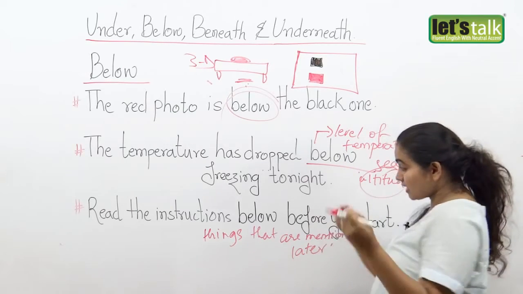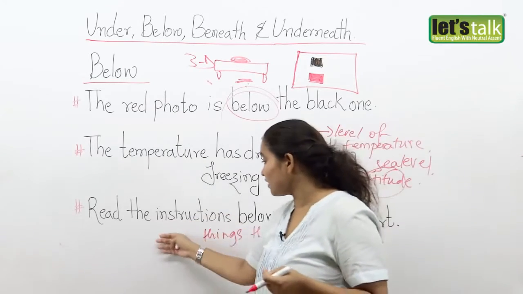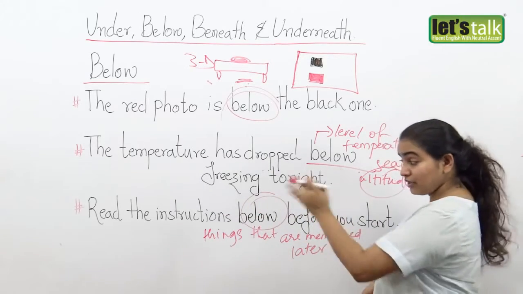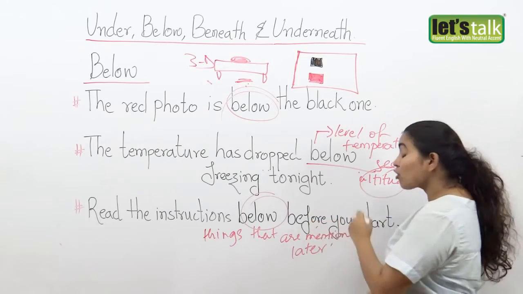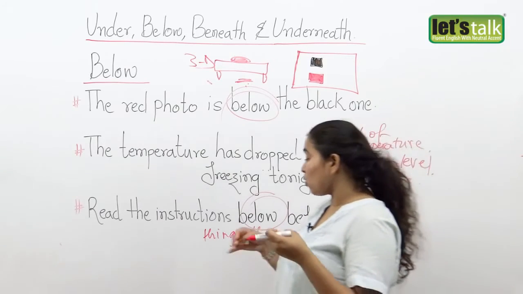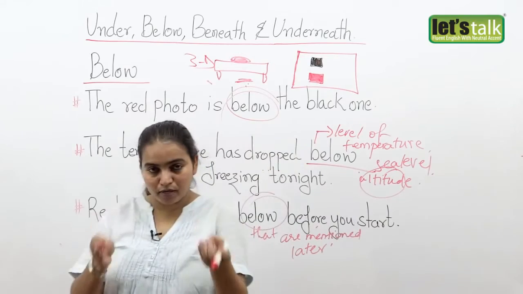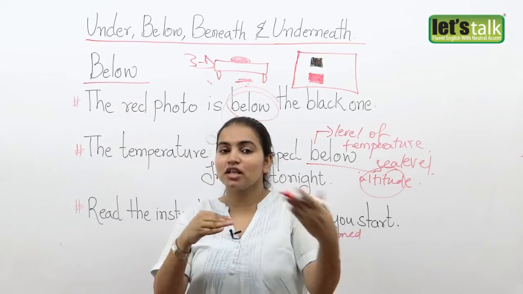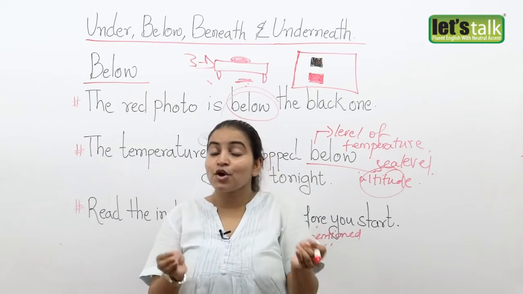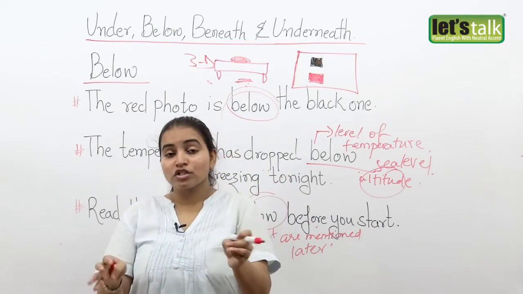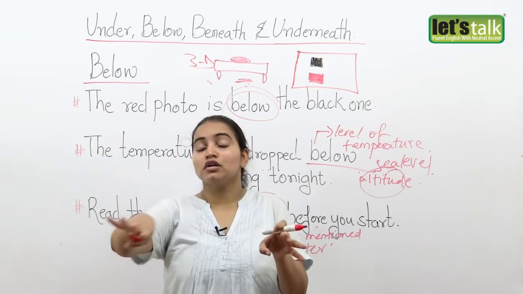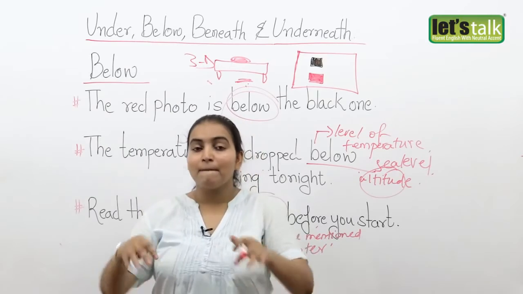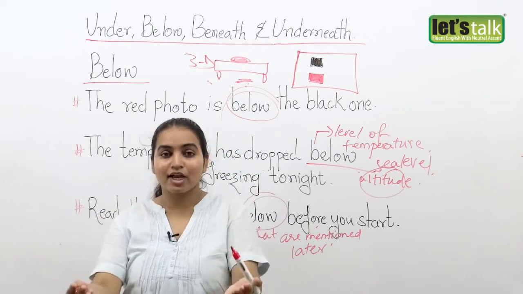So let's see a sentence which reads: Read the instructions below, not under. Read the instructions below before you start. Now, I use the word below when I'm talking about things that happen later or are mentioned later. I am saying that I use below because I know there are certain things that I need to consider, certain things that I need to read before I start my next action.